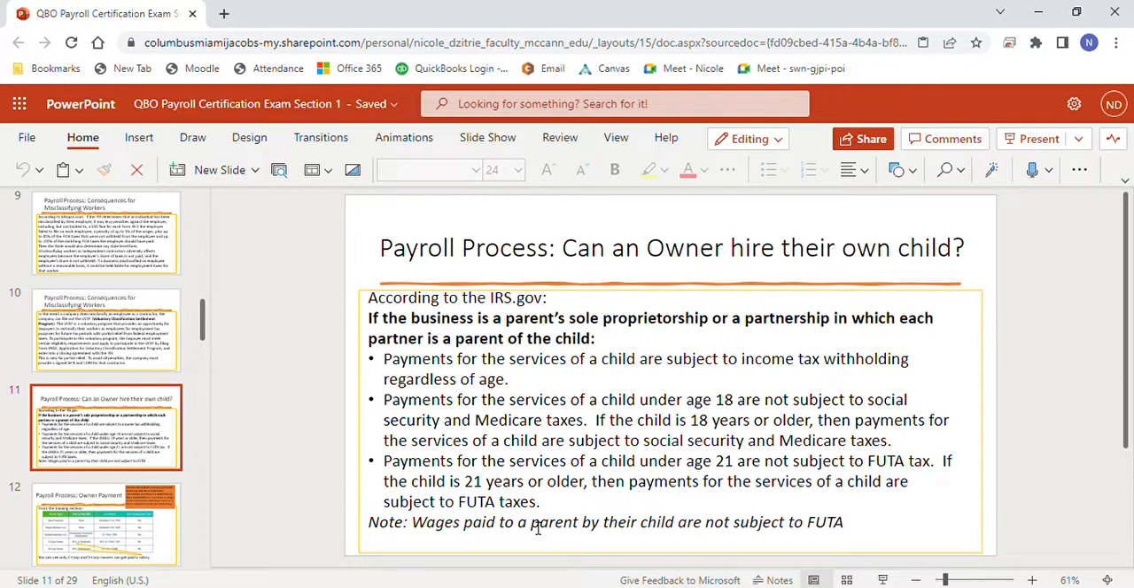And then I put a little note here, again, not on the test, but I really think you should put this in your notes because I think it's something they can add later. Wages paid to a parent by their child are not subject to FUTA. So if a child is paying their parent, it's not subject to FUTA.